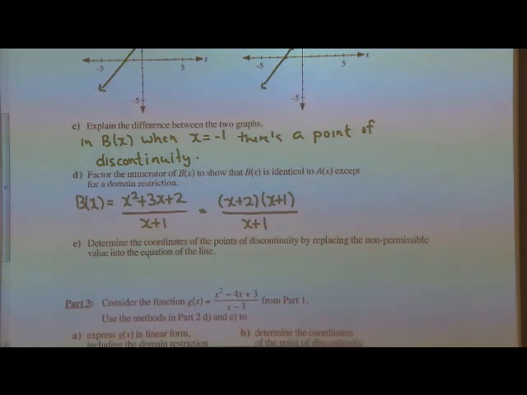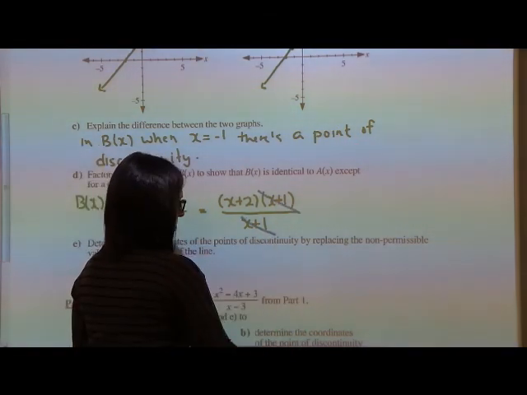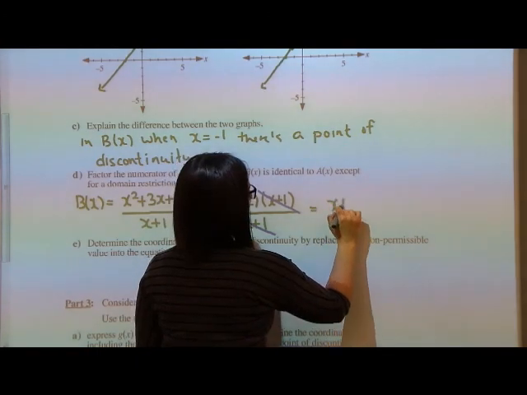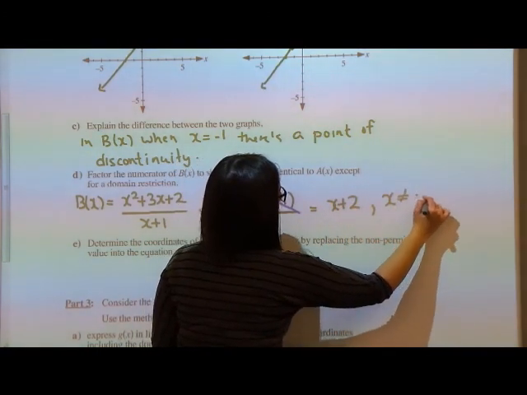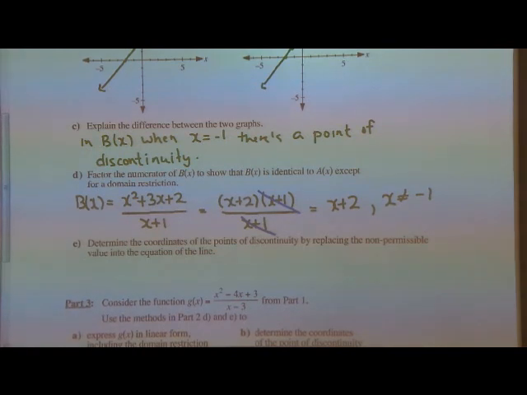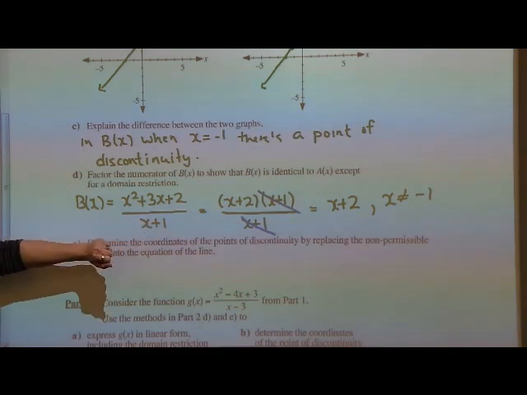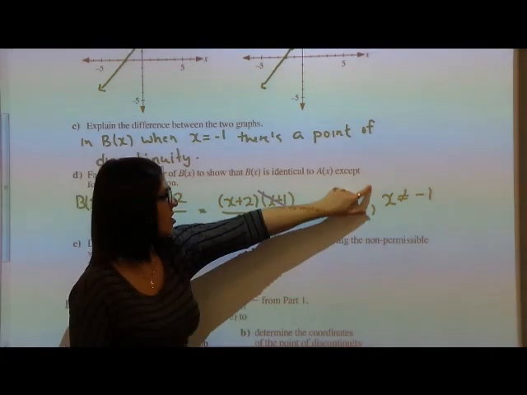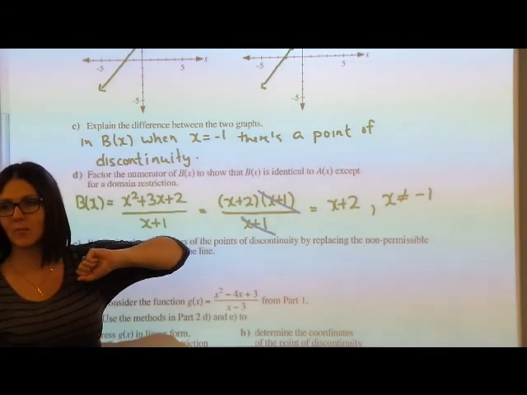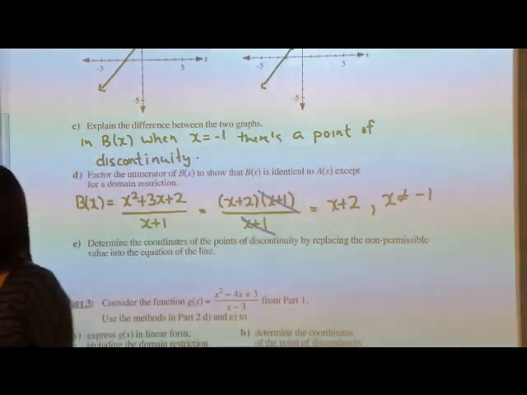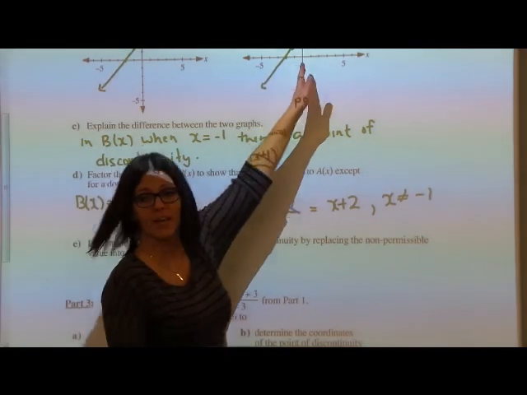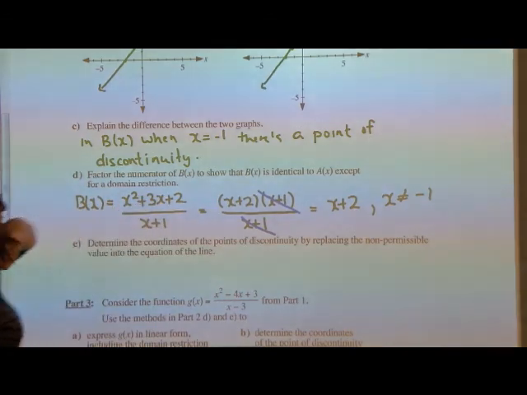Now that I've written it in factored form, do I have any common factors that I could cancel out? The x plus 1s. So that leaves me with x plus 2, with the restriction, however, that x cannot equal negative 1. And that restriction comes from my original equation. So this is the reason why the two graphs look the same, because in simplified form, they are the same graph. The difference being b of x has that restriction which creates the hole.